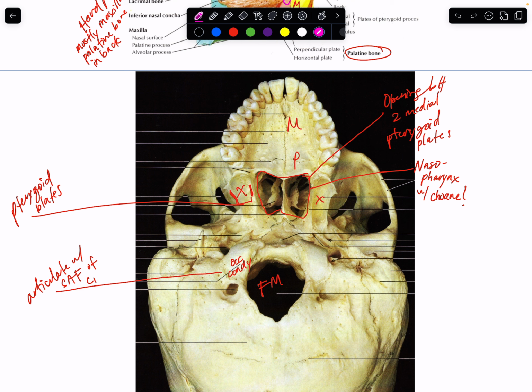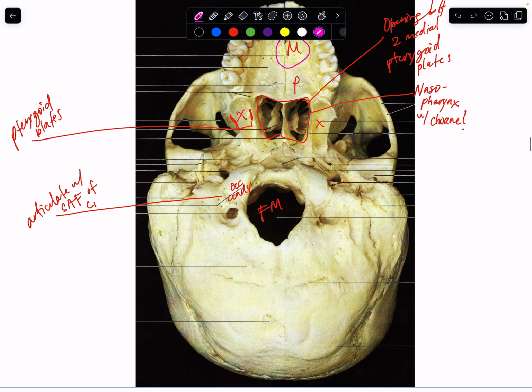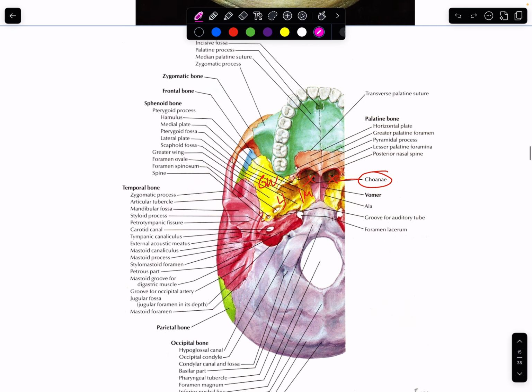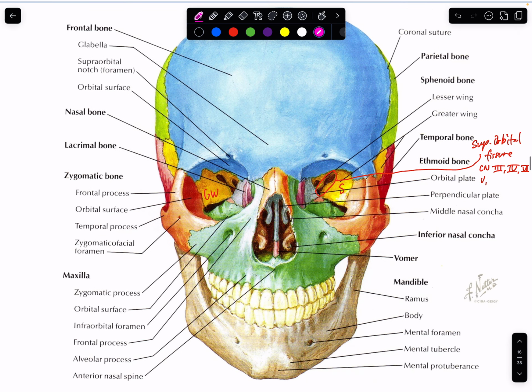Here it is from the inferior view looking up. So here is your, I'm sorry, maxilla, because this is the upper row of teeth. This is the processes where your jaw would go into. This is your hard palate back here. Again, it's labeled choanae. This is an opening. We'll talk a little bit more about that and how it is in relation to the mid-sagittal cut.